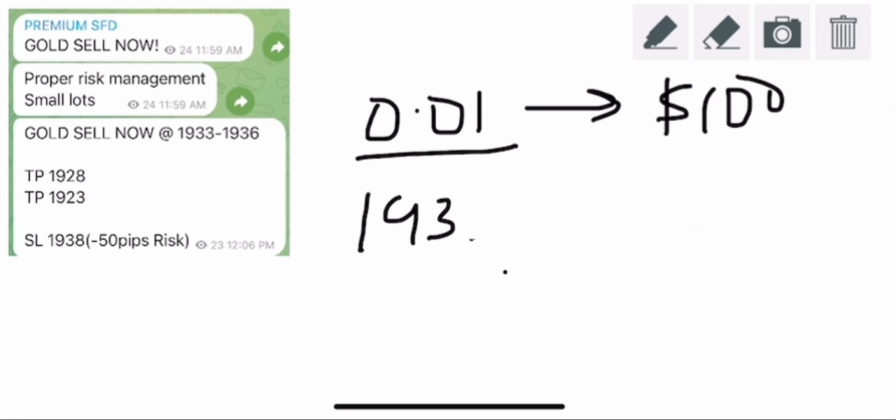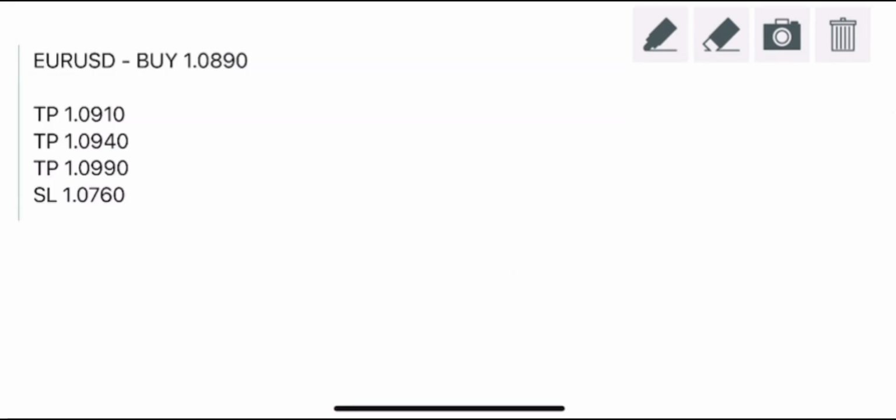But then, for instance, look at this next signal. This is a random signal I saw. I just saw it online where someone posted it, so I decided to use it to explain this. This is a EUR/USD buy, and they said to buy at 1.0890, with the final take profit at 1.0990. Then the SL is at 1.0760.